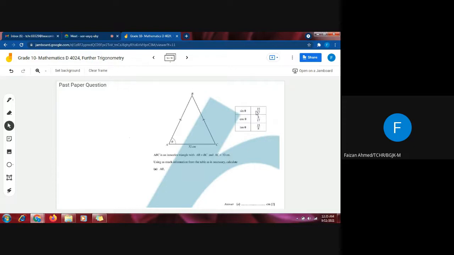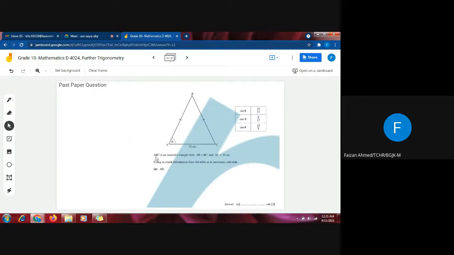This table gives me the idea that this question is from Paper 1, in which a calculator is not allowed. So since we are not allowed to use a calculator, we have to use this given information as it has been mentioned in the question as well.